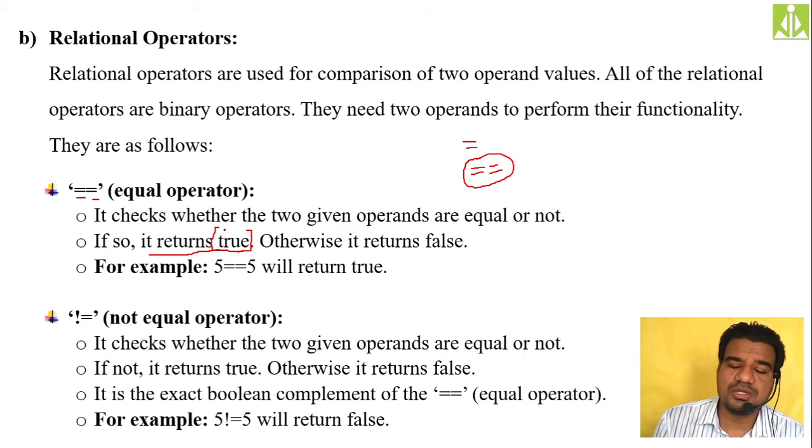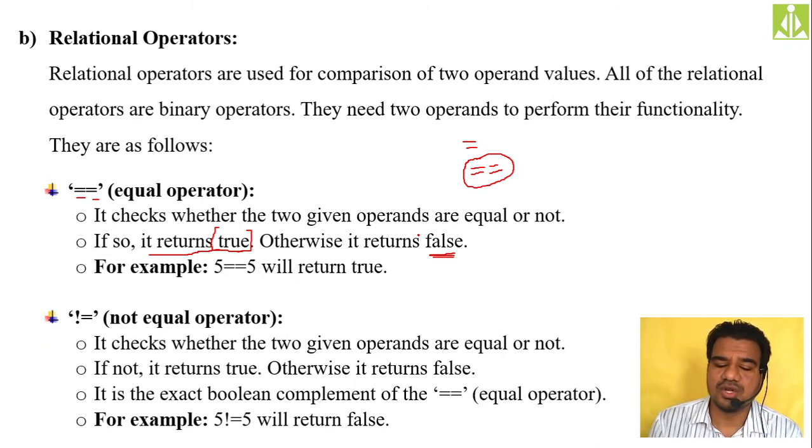And if both the operands are not equal, then it will return false. Again it is a boolean value, and it indicates that both the operands are not equal.